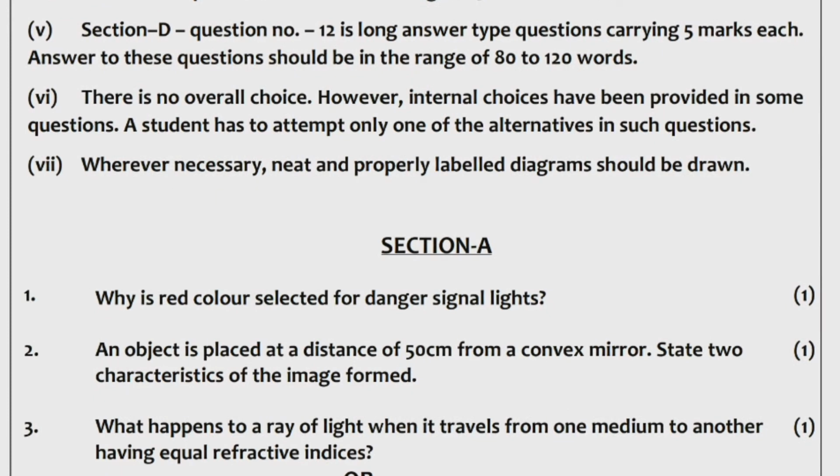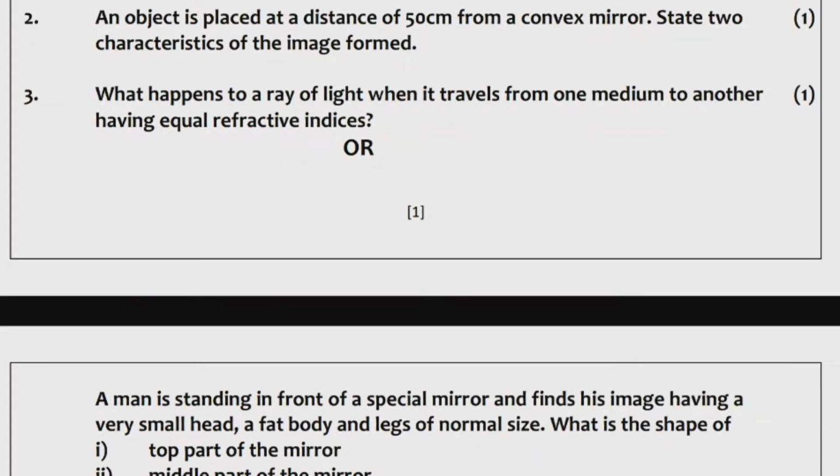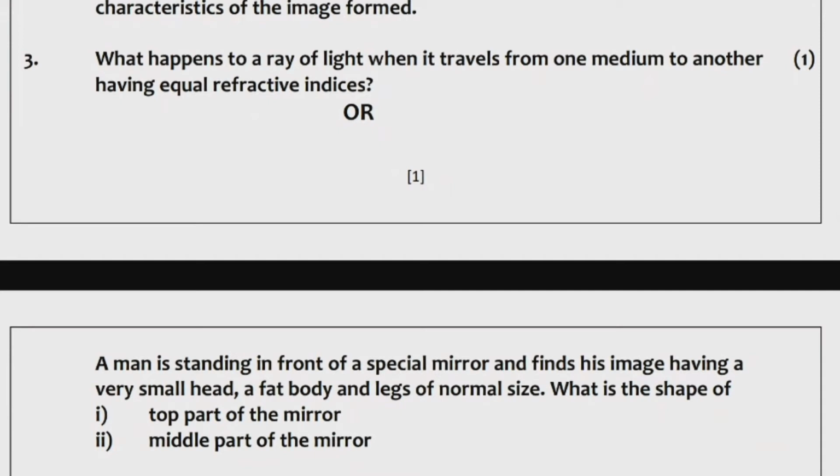3. What happens to a ray of light when it travels from one medium to another having equal refractive indices? Or, a man is standing in front of a special mirror and finds his image having a very small head, a fat body and legs of normal size. What is the shape of 1. the top part of the mirror, 2. the middle part of the mirror?